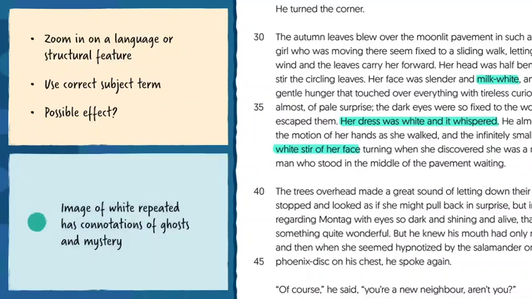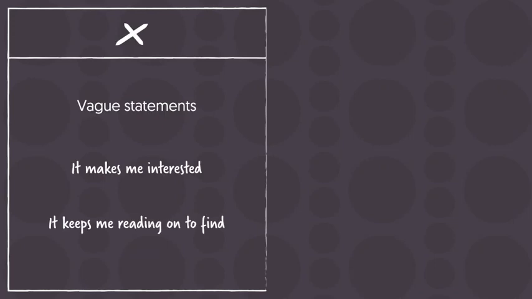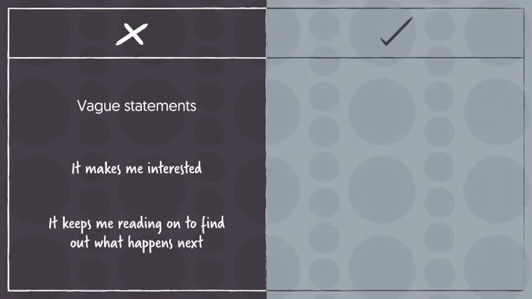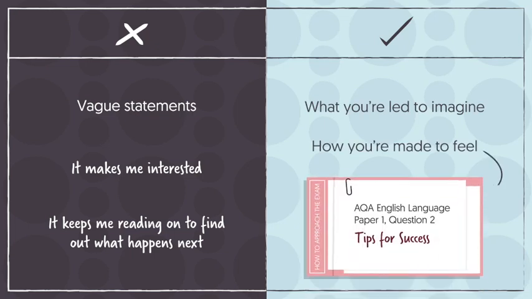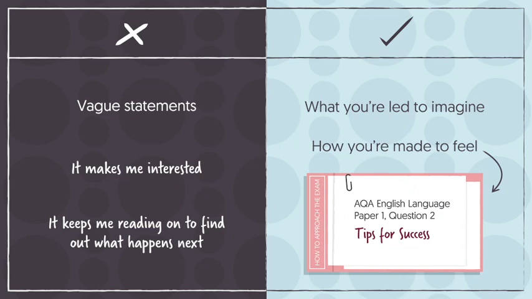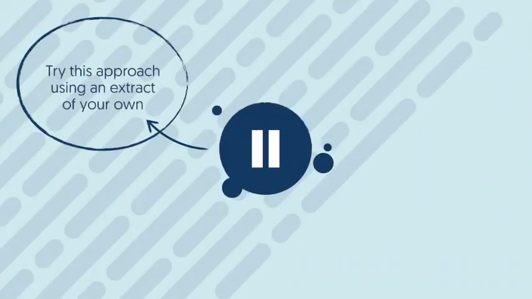Here, Student A has highlighted the repeated use of the word white and linked it to the idea of ghosts. Try to avoid vague statements that don't really mean anything like, it makes me interested, or it keeps me reading on to find out what happens next. Instead, make notes on what you're led to imagine or how you're made to feel. If you need some more help with this, you could re-watch the Tips for Success pod for Question 2. You might even like to pause this pod now and try this approach for yourself using an extract of your own.